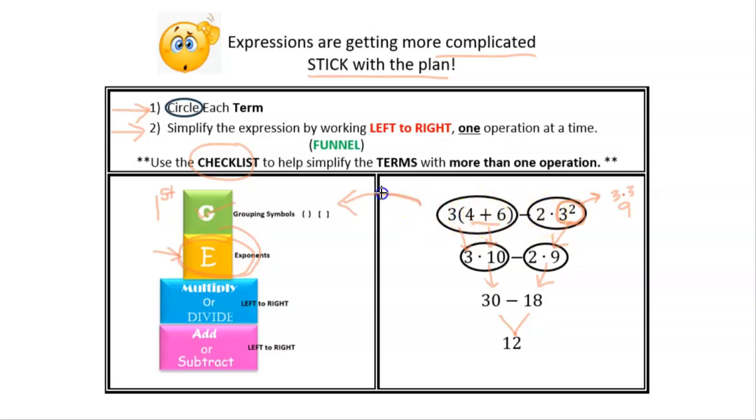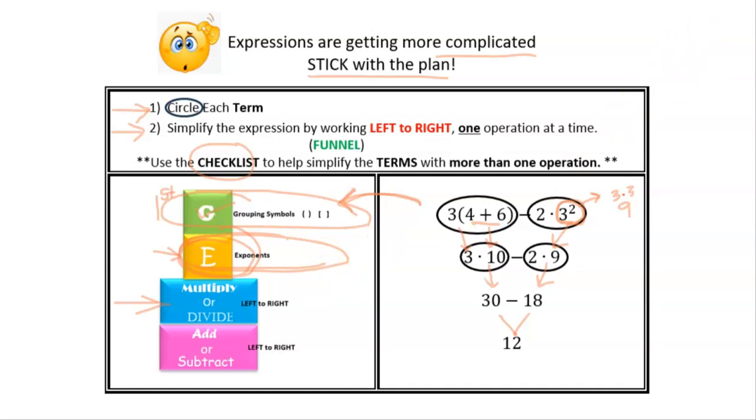So just to summarize, these terms have 2 operations each in them. When you see more than one operation in a term you have to clean up, go through the checklist. First, see if there's grouping symbols like parentheses. If there are, do what's in that grouping symbol. Next, check to see if there are any exponents. If there are, take care of the exponents. And once you've done that, you're at this box right here. If there's multiplication or division, you would work that left to right.